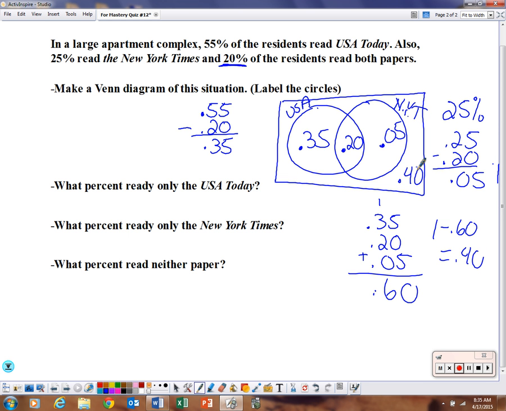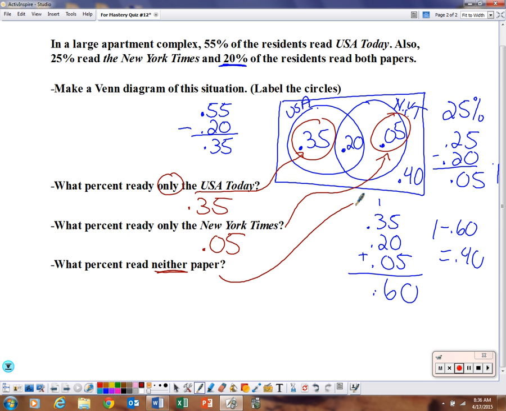All right, let's answer the questions. What percent read only USA Today? Okay, only USA Today. That would be this one right here. 0.35. What percent read only the New York Times? Okay, well, that would be that one. 0.05. And finally, what percent read neither paper? Well, that's what we just figured out. That would be that right there, 0.40.